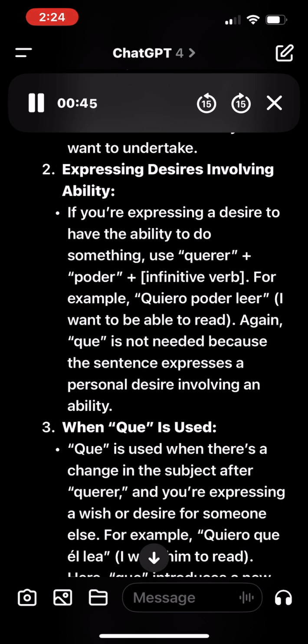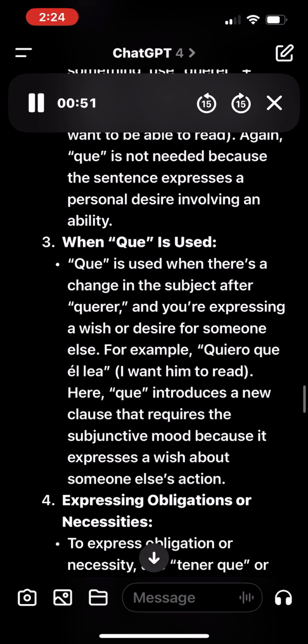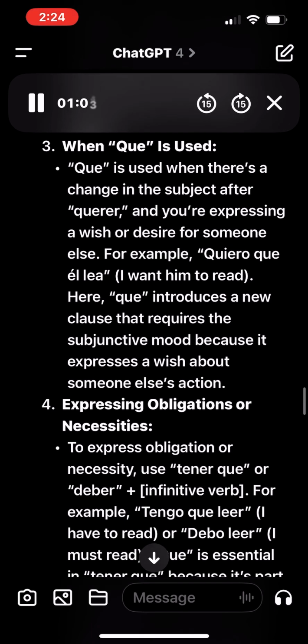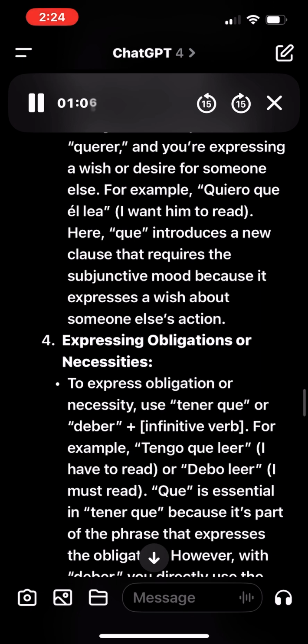Again, que is not needed because the sentence expresses a personal desire involving an ability. 3. When que is used. Que is used when there's a change in the subject after querer and you're expressing a wish or desire for someone else. For example, quiero que él lea, I want him to read. Here, que introduces a new clause that requires the subjunctive mood because it expresses a wish about someone else's action.